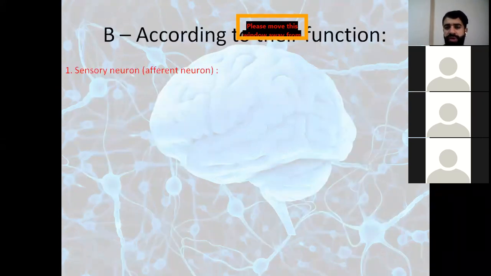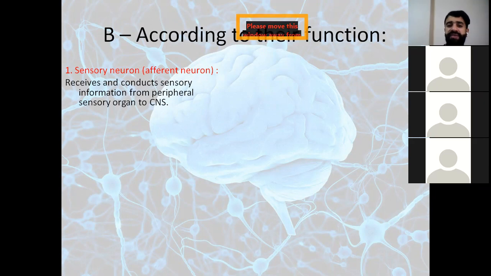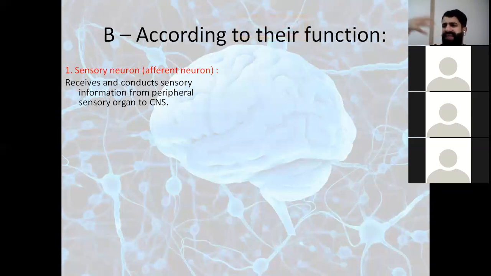According to their function, we already talked about this. The sensory neuron is called the afferent neuron. It receives and conducts sensory information from the peripheral sensory organ, or the receptor organ, toward the central nervous system.